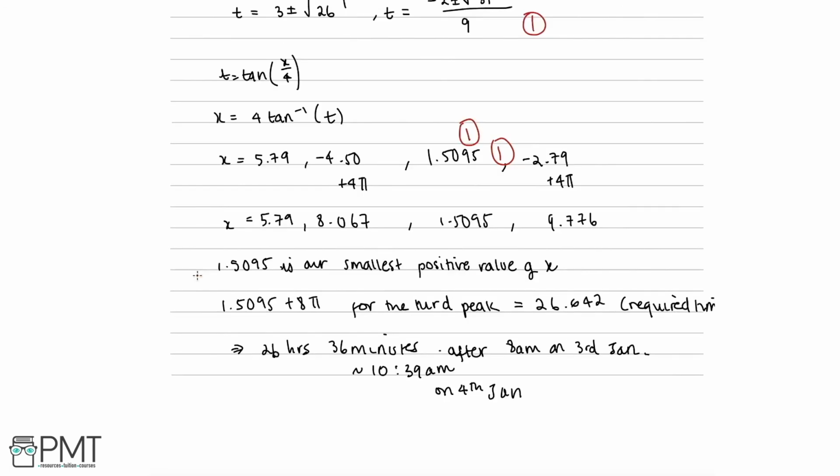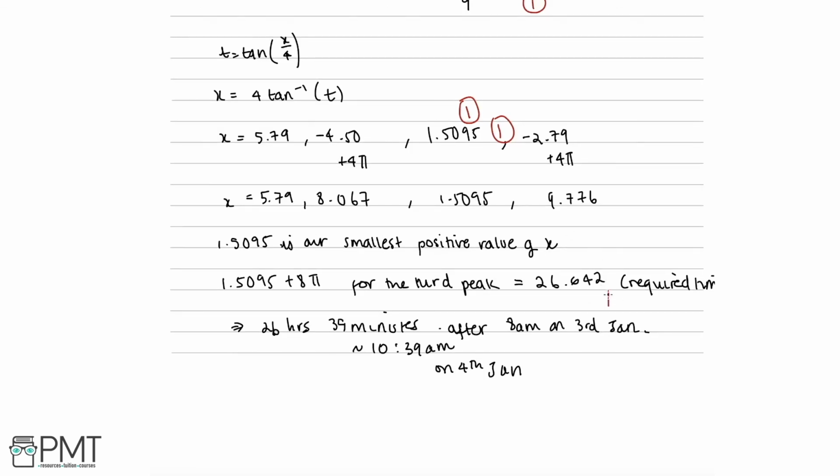You get another mark for recognizing that our maximum occurs at our smallest positive value of x, but we actually need our third peak, so you have to add 8 pi. You get another mark for writing out how many hours this corresponds to, so 26 hours 39 minutes after 8 a.m. And you get your final mark for finding the correct answer, as in the correct time.